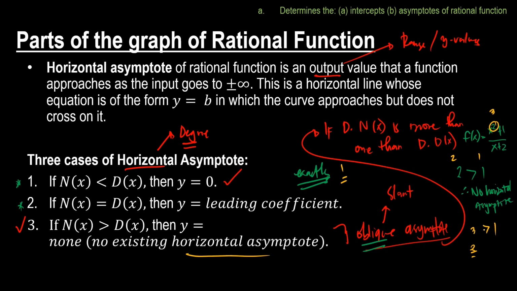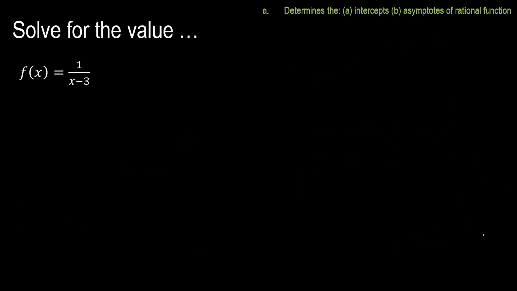Okay? Nakukuha? Okay. Let's apply. So first, we're going to determine the x and y intercepts and the asymptotes, the vertical, horizontal, or if there is an oblique. Siyempre, if there is a horizontal asymptote, walang oblique. Okay? Magkakaroon lang tayo ng oblique if there is no horizontal asymptote.